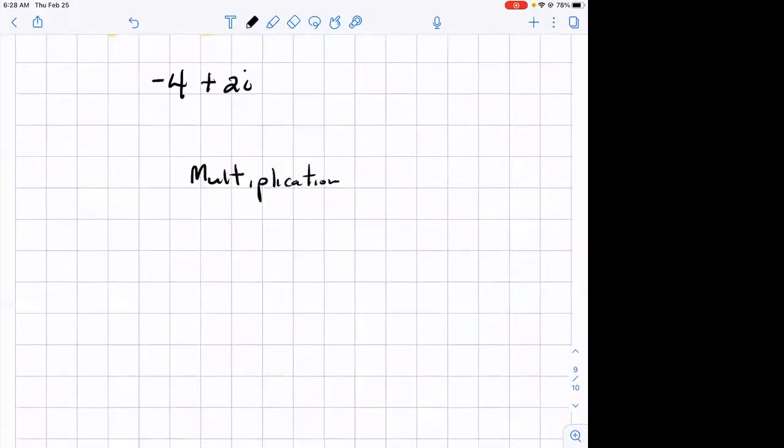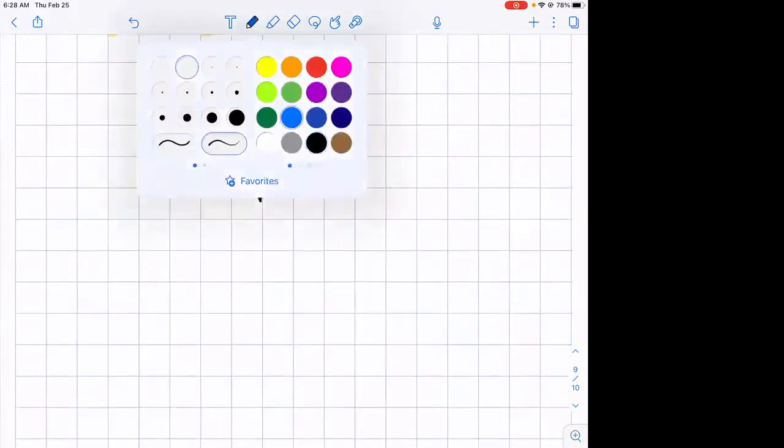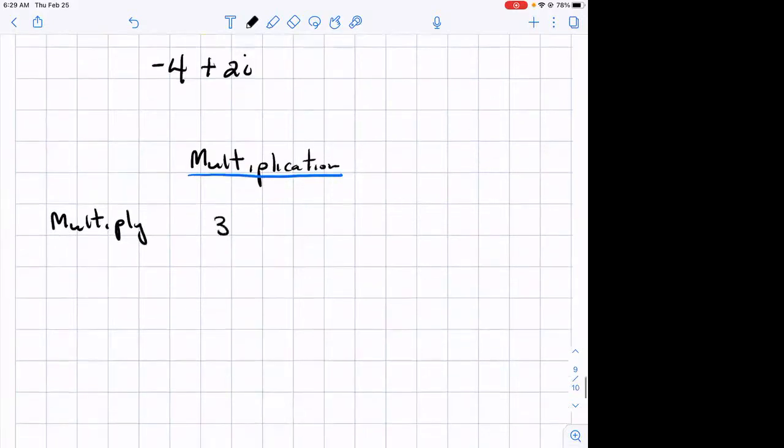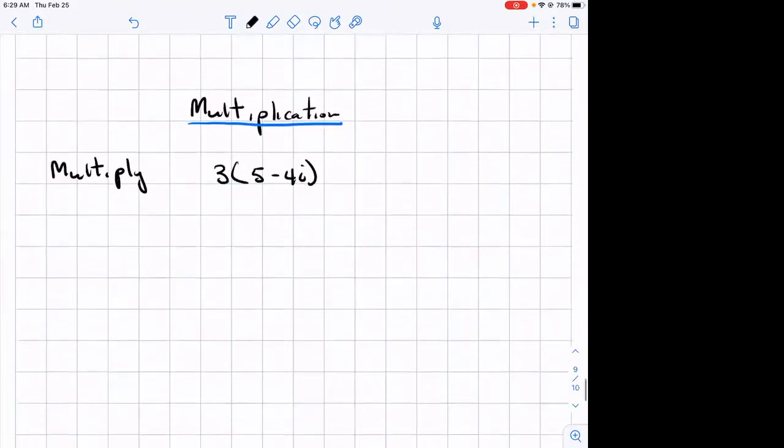So for multiplication, the idea is very similar, okay, to multiplying polynomials. So if I say multiply, and I give you 3 parentheses 5 minus 4i, well, you will distribute very similar to if you were distributing. So 3 times 5, that becomes 15, and 3 times minus 4i becomes minus 12i. And there's nothing to simplify here because it's the real minus the imaginary.